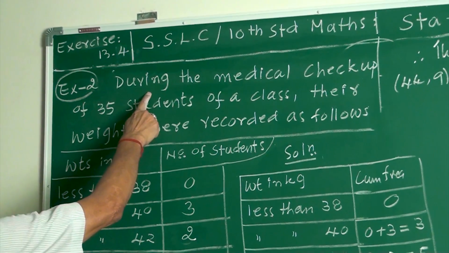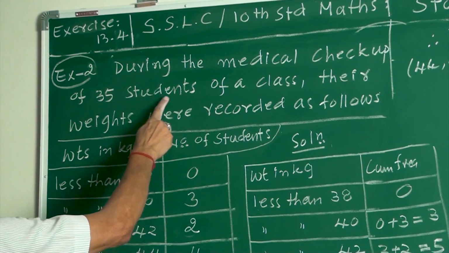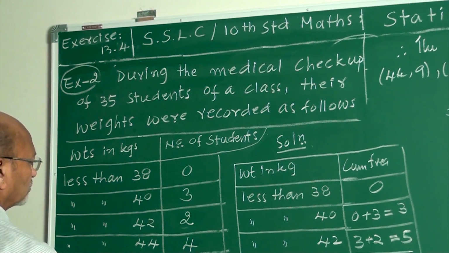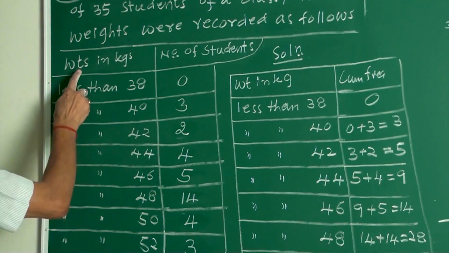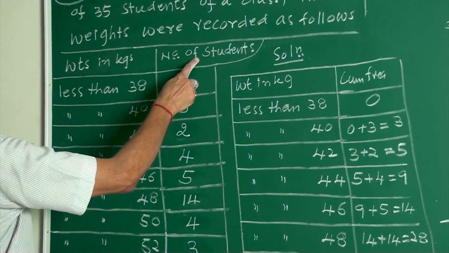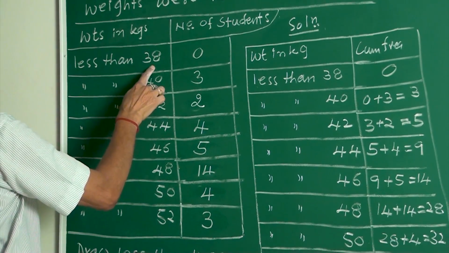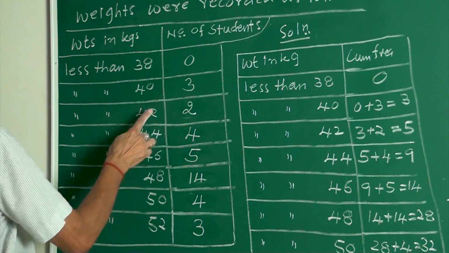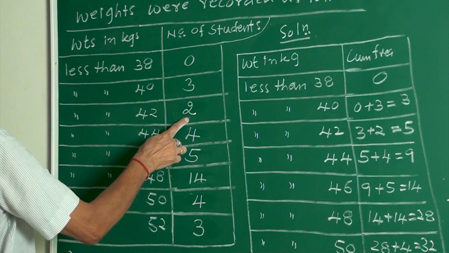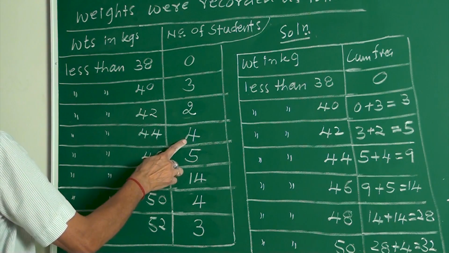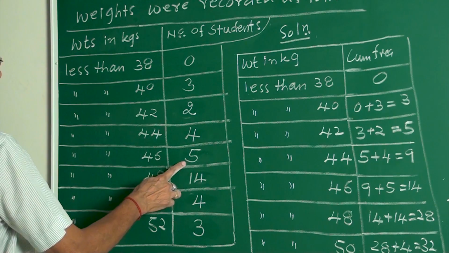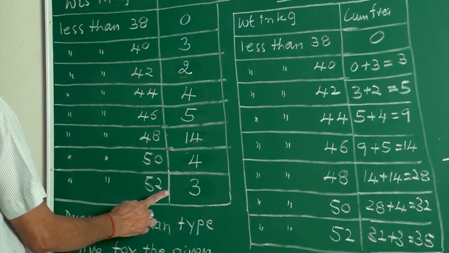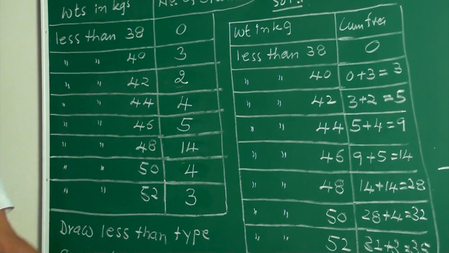The statement: during the medical checkup of 35 students of a class, their weights were recorded as follows. Weights in kgs, number of students: less than 38 kg, no student. Less than 40 kg, 3 students. Less than 42 kg, 2 students. Less than 44, 4 students. 46, 5 students. 48, 14. 50, 4. Less than 52 kg, 3 students. This is the given data.